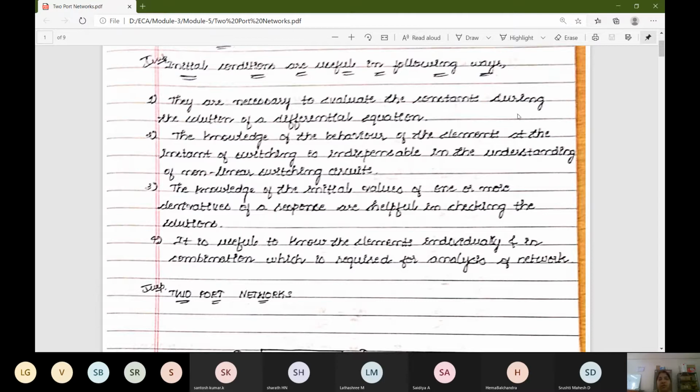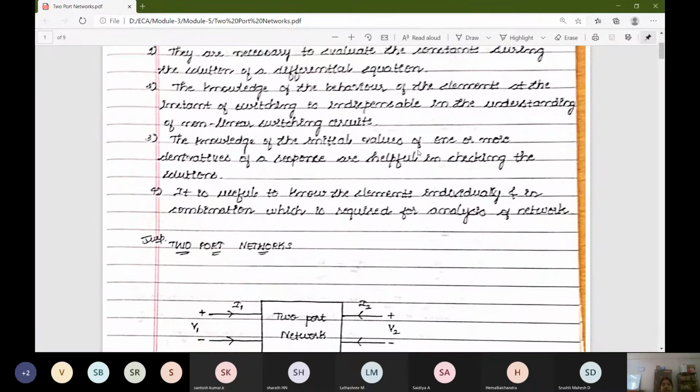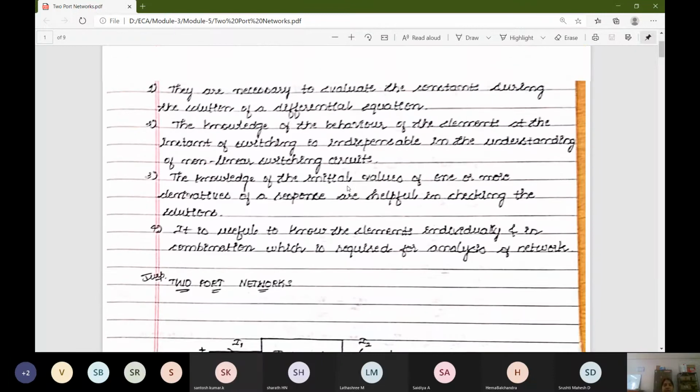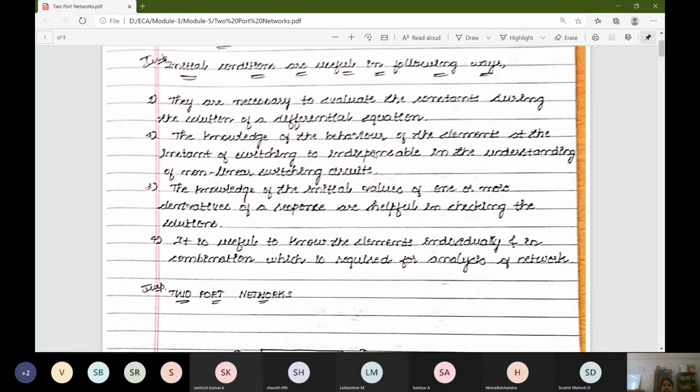They are necessary to evaluate the constants during the solution of a differential equation. The knowledge of the behavior of the elements at the instant of switching is indispensable. So for non-linear switching circuits, we should know how the elements behave before and after switching, and the knowledge of the initial values of one or more derivatives of a response is helpful in checking the solutions. It is useful to know the elements individually and in combination, which is required for analysis of the network. These 4 points show the importance of initial conditions.